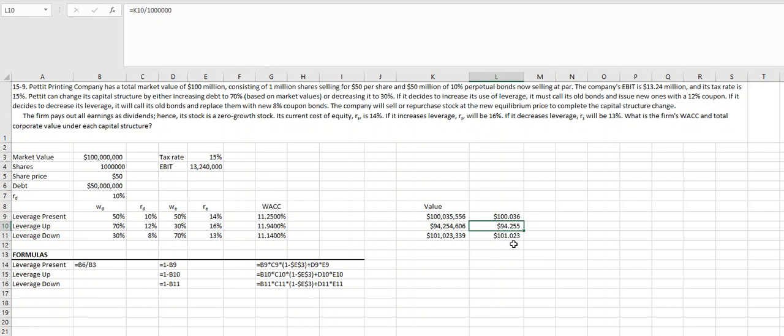So in this scenario, what should the firm do? The firm should decrease its leverage. Just by adjusting its capital structure, it increases the value of the firm by $1 million.